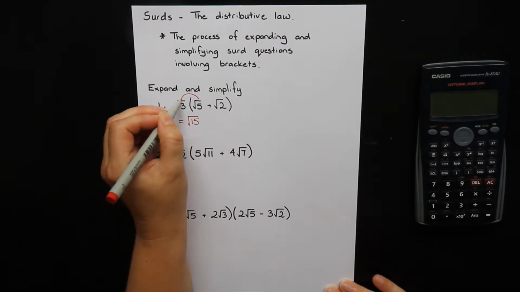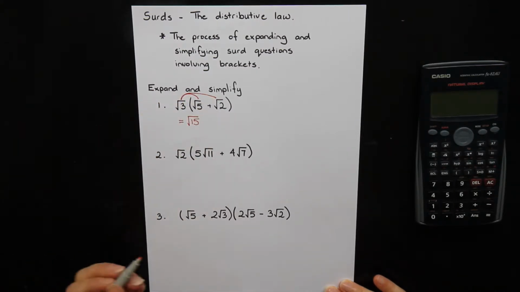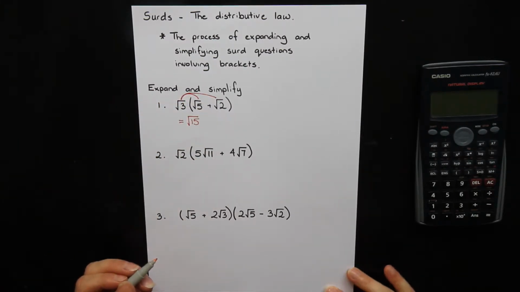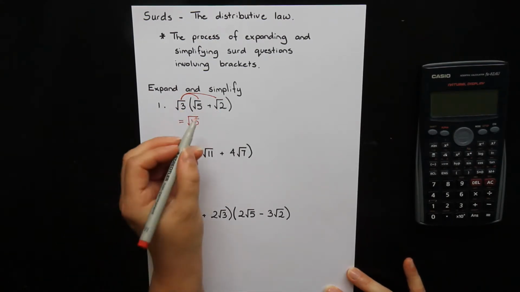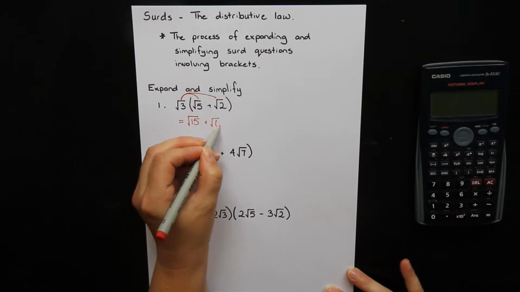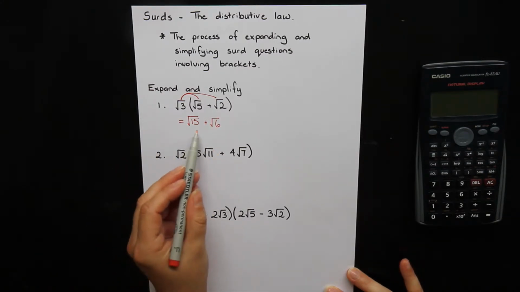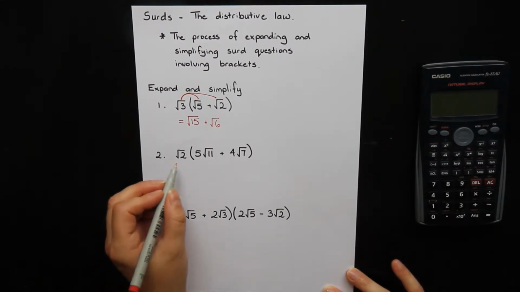Then I multiply the number at the front with the second thing inside the bracket. So root 3 times root 2. 3 times 2 is 6. So it becomes root 6. Check to see if there's any simplification that can be done, but there isn't, so that question is finished. Let's look at question 2.